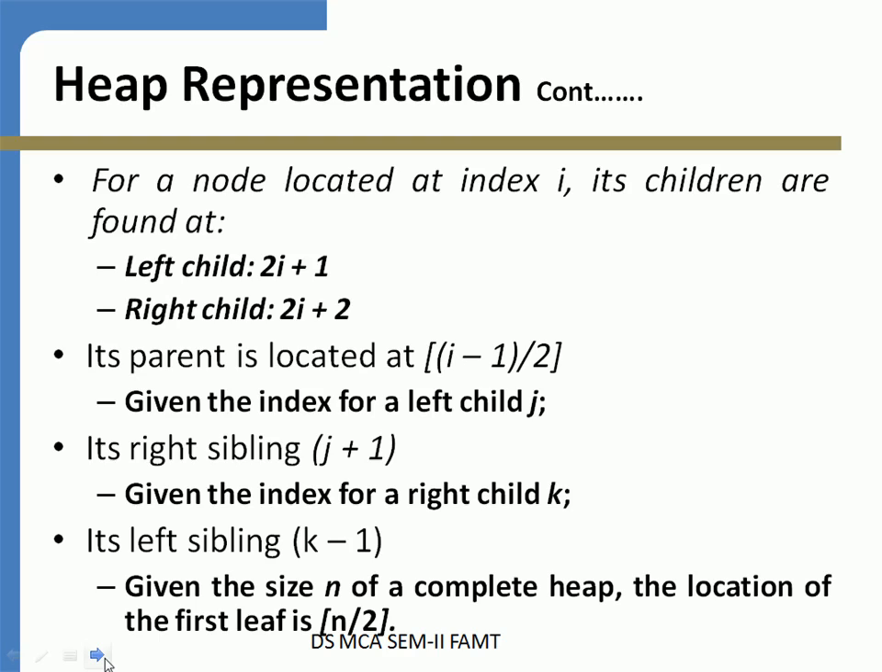For a given node at index i, we can find its parent by the formula (i minus 1) divided by 2. Its right sibling can be found at j plus 1 if the value of j, that is the left child, is given. Then if the value of right child k is given, the left sibling can be found at k minus 1.